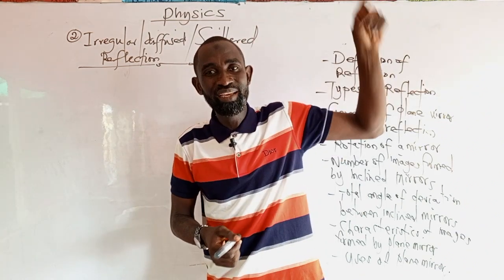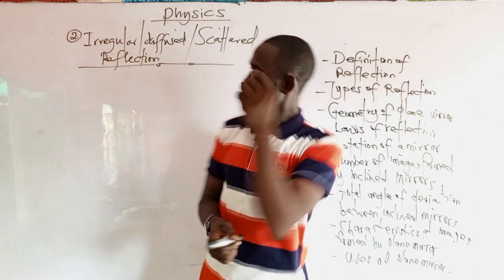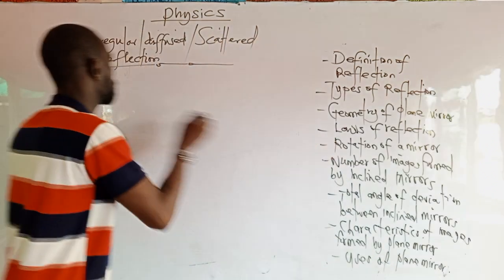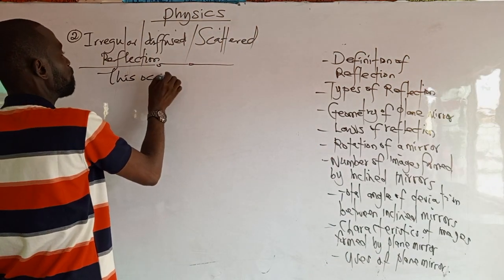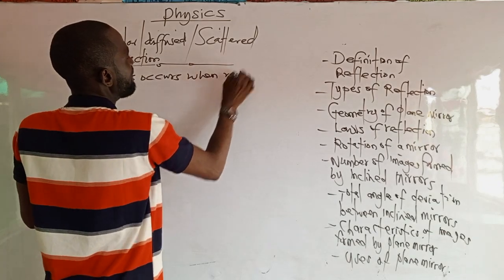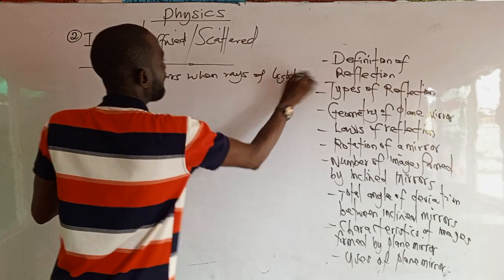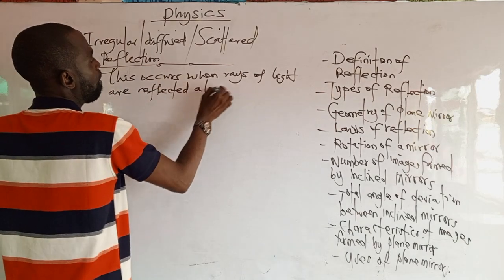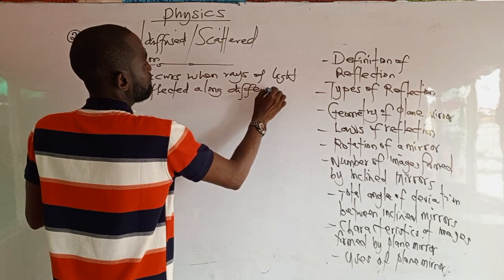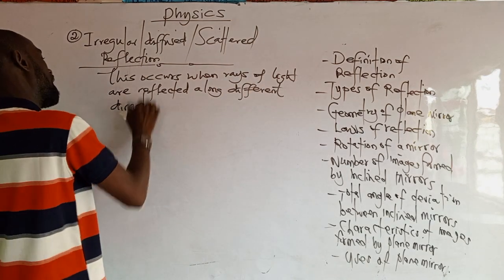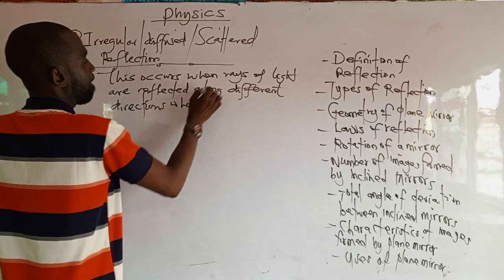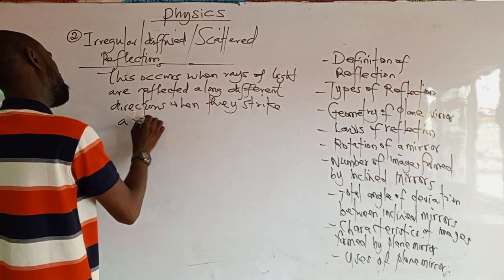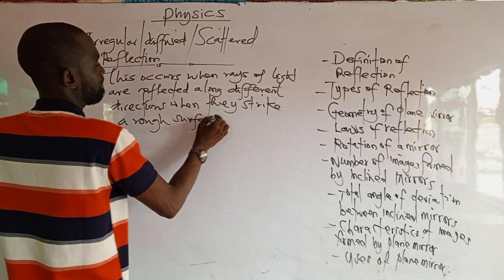So the first one, regular, is a function of smooth surface. This one, irregular, is a function of rough surface. So this occurs when rays of light are reflected along different directions when they strike a rough surface.